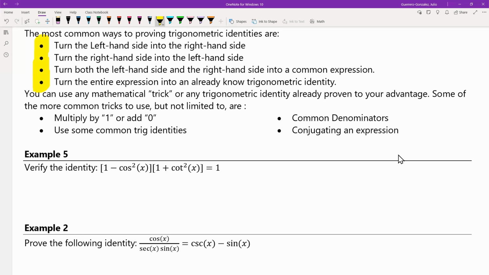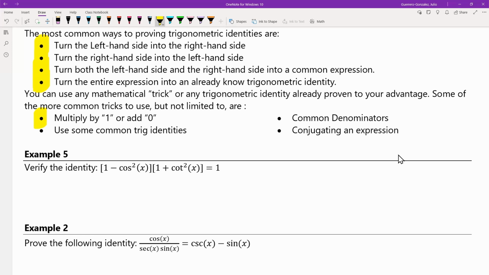What I do want to point out when proving a trigonometric identity, okay, is this. It's the fact that the very next line down, right? You can use any mathematical trick or any trigonometric identity that you want. That's already been proven to your advantage. You can prove a trigonometric identity however you want. Okay. Some tricks that we can use. Okay, let me actually point these out first. You can multiply by 1 or add 0.